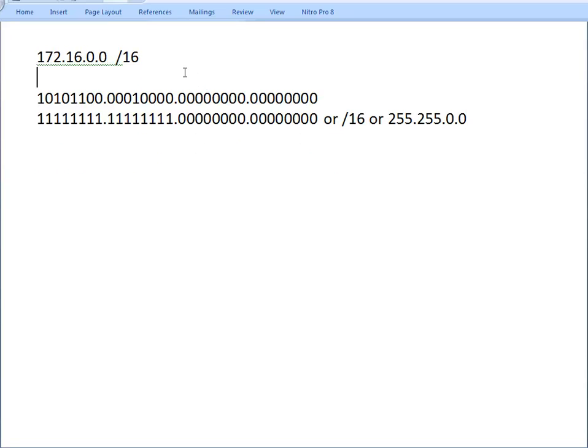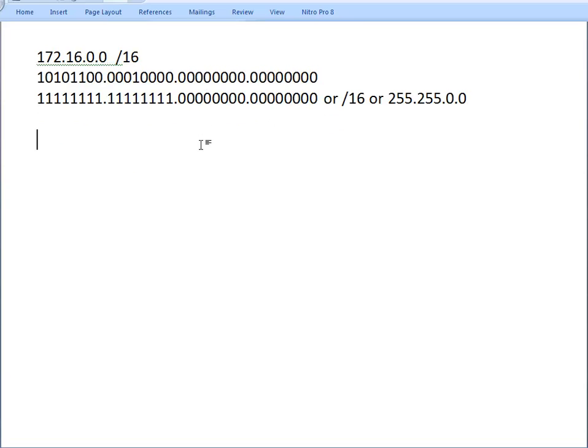Now for this requirement, say the first network needs 2000 hosts. The second network needs 500 hosts. The third network needs 200 hosts, and the fourth one needs 100 hosts. There we go, four networks. First one needs a big number, 2000 hosts. Second one needs 500 hosts. Third network, we need 200 hosts, and fourth network, we need 100 hosts.